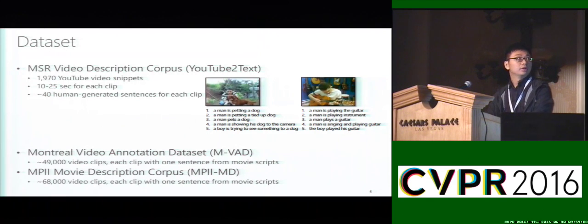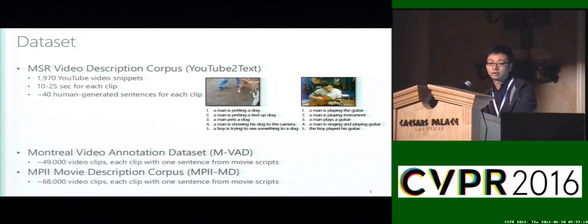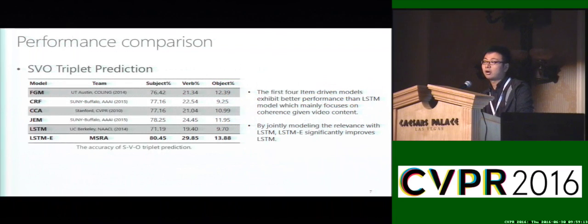So these are the 3 datasets we used in our experiment, and we compare our LSTM-E method with many state-of-the-art methods on the video to sentence tasks. Here, we will first show the results on the subject-verb-object triplet prediction task, which evaluates the accuracy of the subject, verb, and object in the generated sentence.